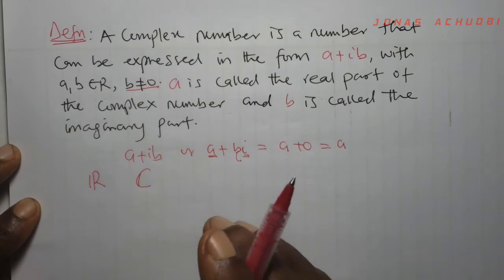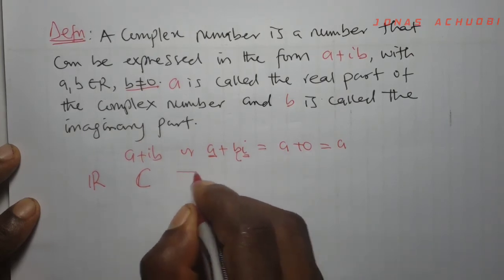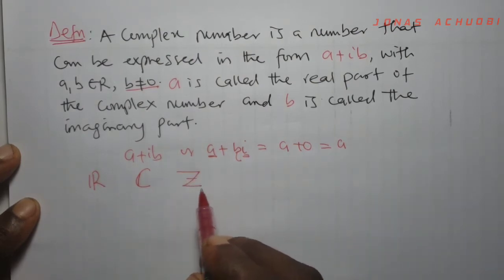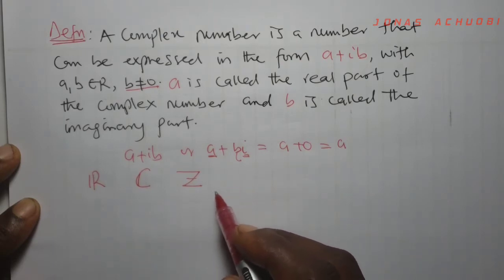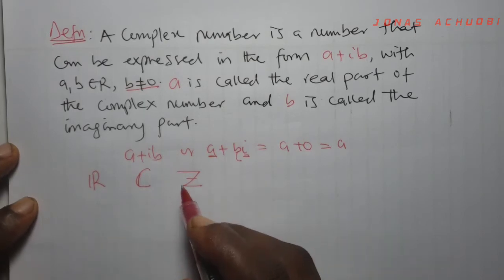Now, every complex number can be represented by a single symbol, and that symbol is the letter Z. So going forward, we shall be using the letter Z to denote what? A complex number. So if I say a complex number Z equal to whatever it is, I'm using Z to denote a complex number.